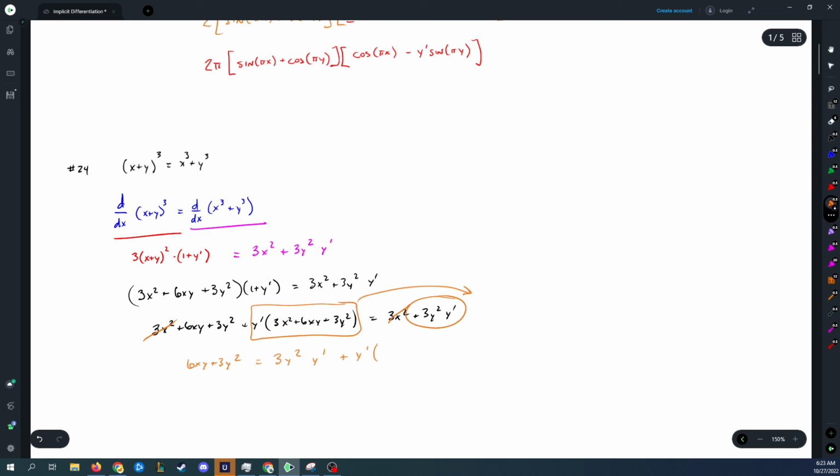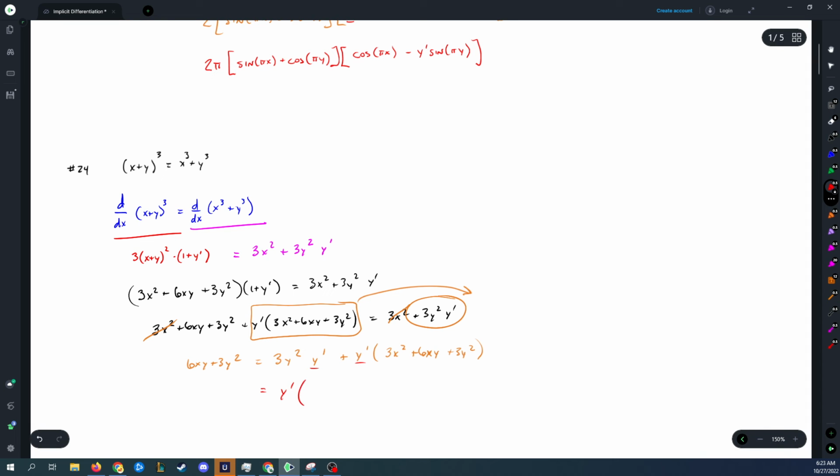And I want you to get used to this. 3x squared plus 6xy plus 3y squared. So the reason I want you to get used to this is you notice you have two factors that are the same. So that gets pulled out.